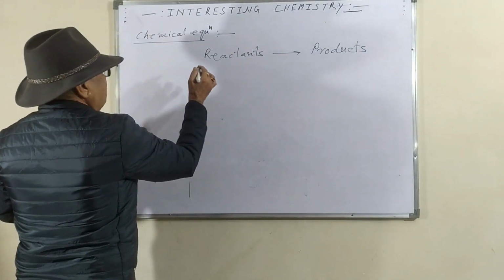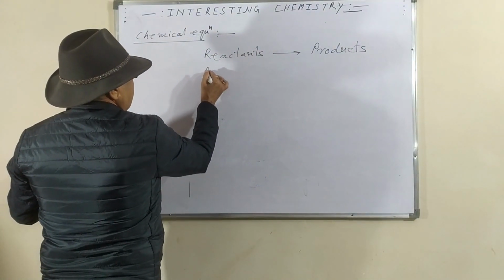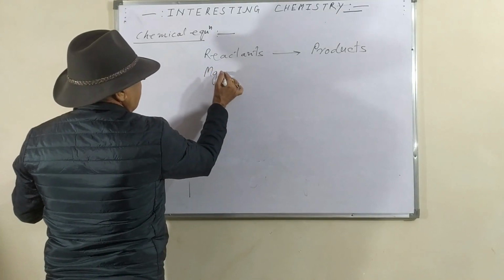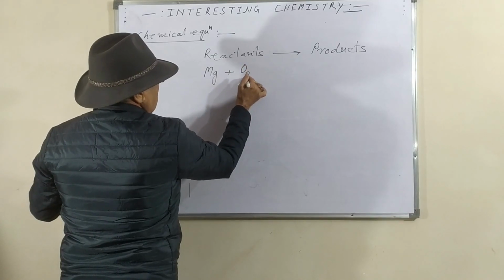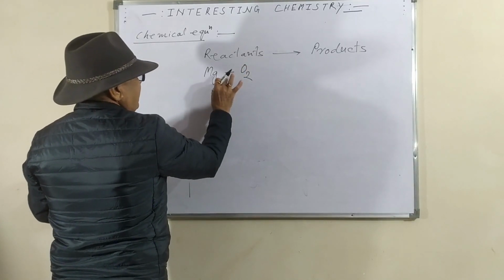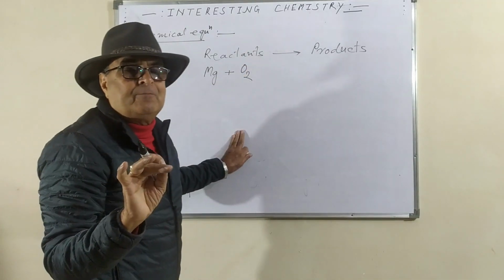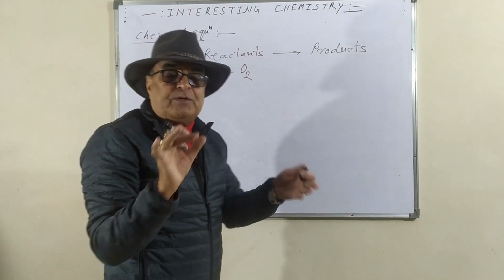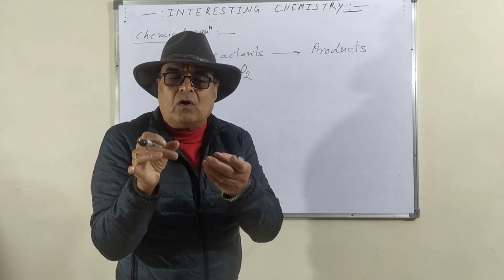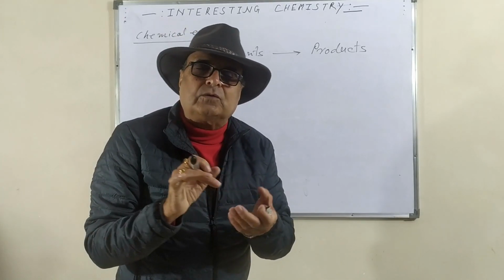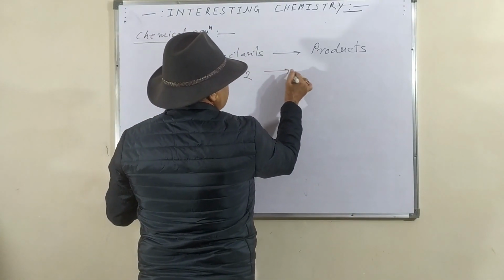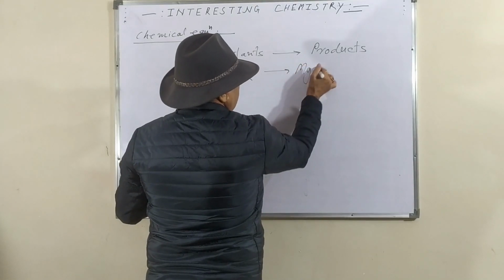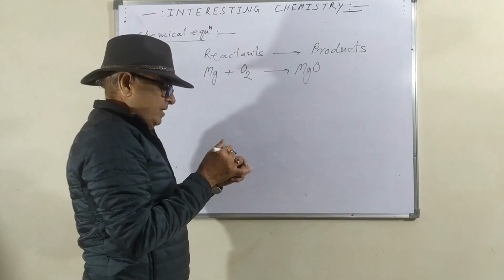Suppose when magnesium is heated in the presence of oxygen, magnesium and oxygen are written with the sign of plus. We will place a sign of plus between two reactants or between two products. Here only one product is there, MgO.